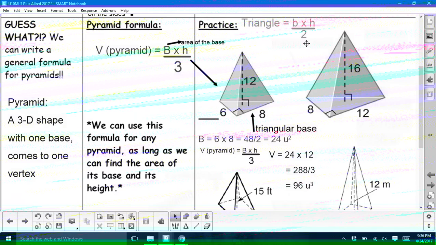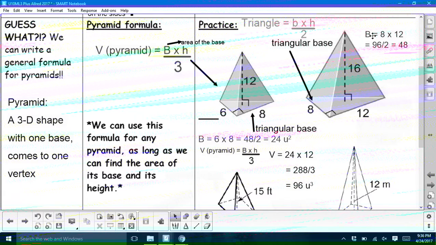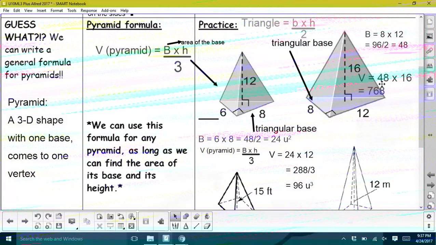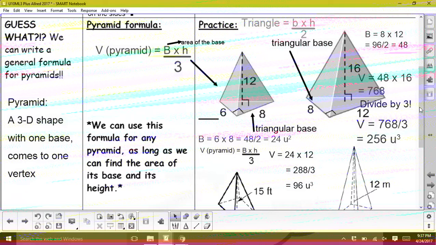This next example is also a triangular pyramid. Okay, we're going to do 8 times 12 for the area of the base divided by 2. 8 times 12 is 96. Half of that is 48. The pyramid is 16 units tall, so 48 times 16, I got 768, divided by 3 because it was a pyramid. 768 divided by 3 was 256 cubic units.